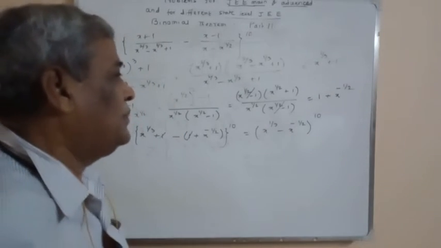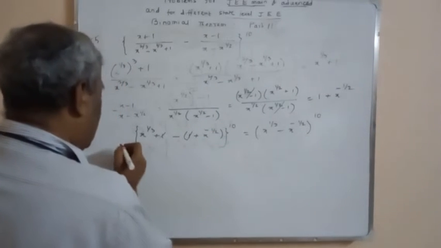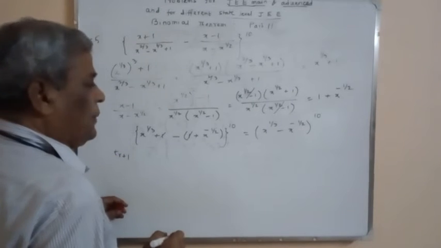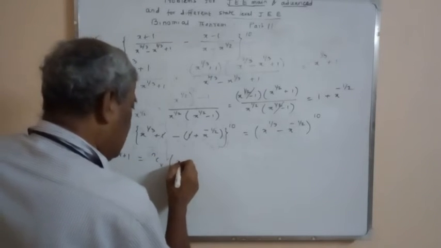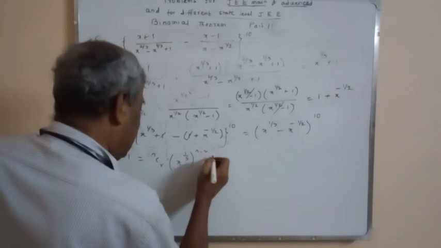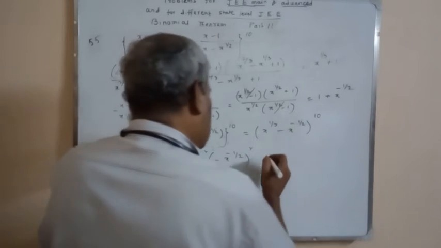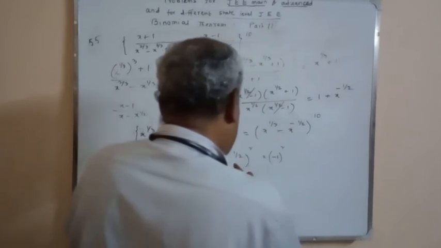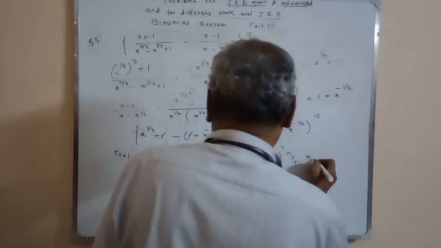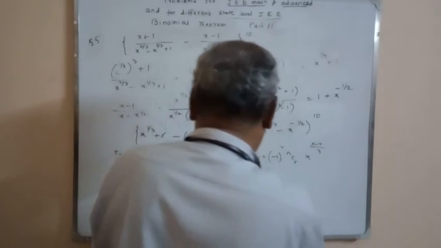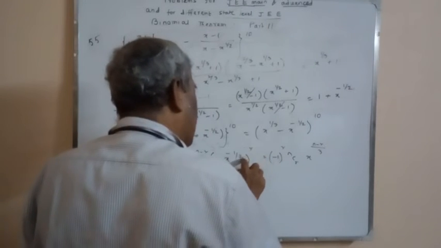Now to find which term is independent of x, and find the term. So suppose that t r plus 1 is free of x. Calculate t r plus 1, which is equal to nCr x to the power 1 by 3 whole to the power n minus r into minus x to the power minus half whole to the power r. It is equal to minus 1 to the power r, this negative, then nCr, this one, then power of x, x to the power n minus r by 3, into x to the power minus r by 2.